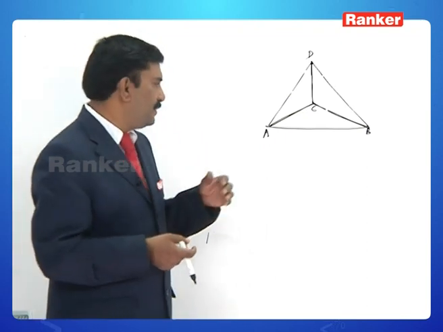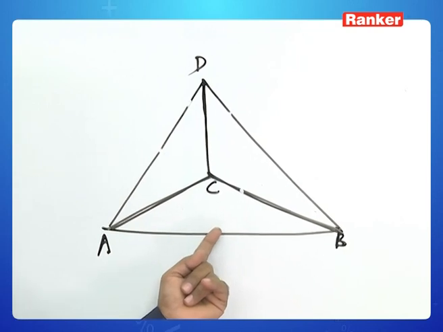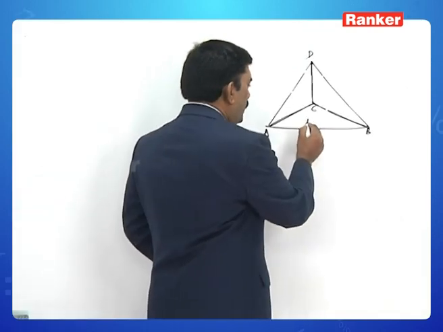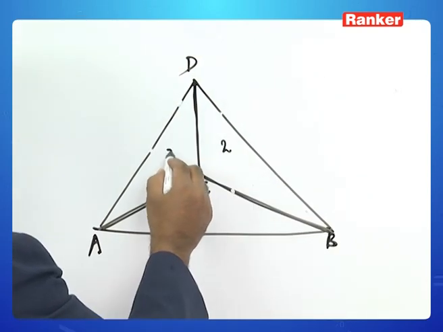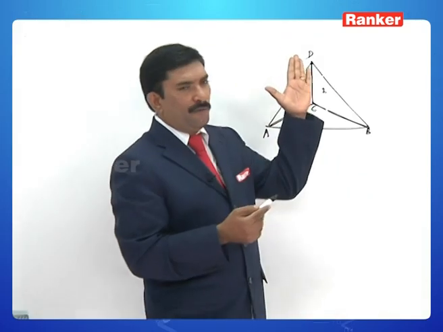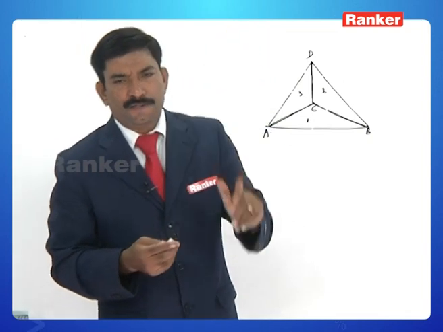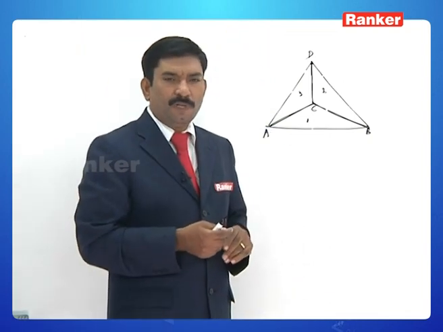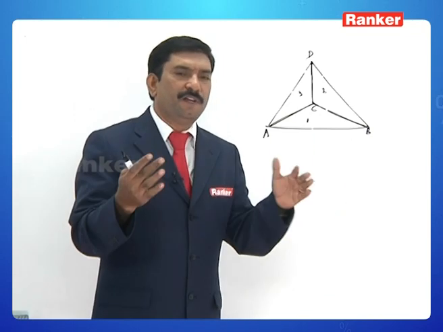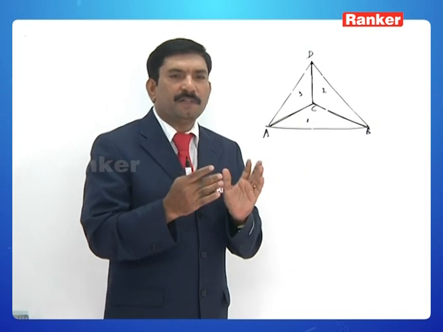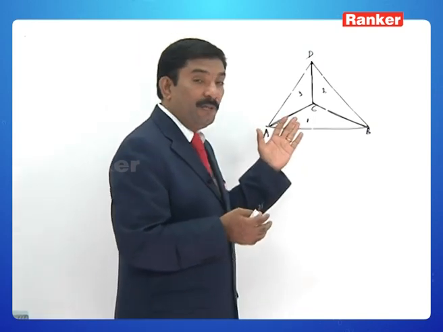How many faces? Now look here. Triangle ABC, 1. This is the first face. This is the second face. This is the third face. What you can see, the triangle ABD is another face. This pictorial representation comes under the 3D approach. It's difficult to convince. So therefore, it has how many faces?